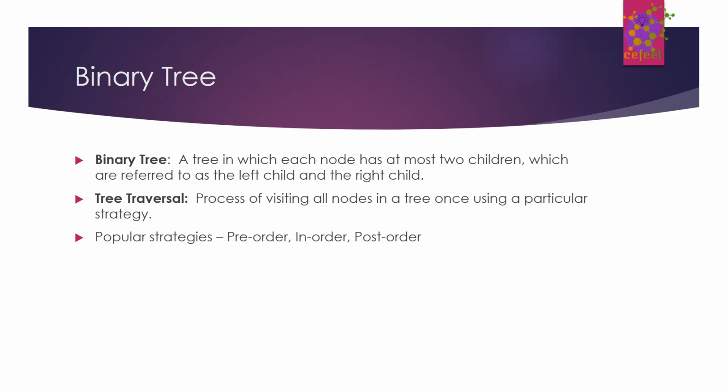So what is a binary tree? A binary tree is a tree where each node can have at most two children. Sometimes we also call those children the left child and right child. At max they can have two children. They may have one child or no children.